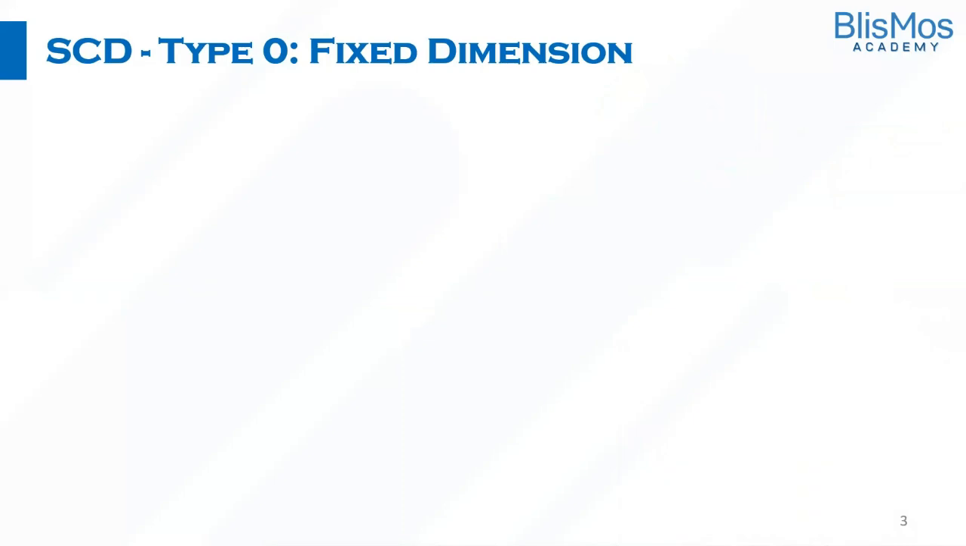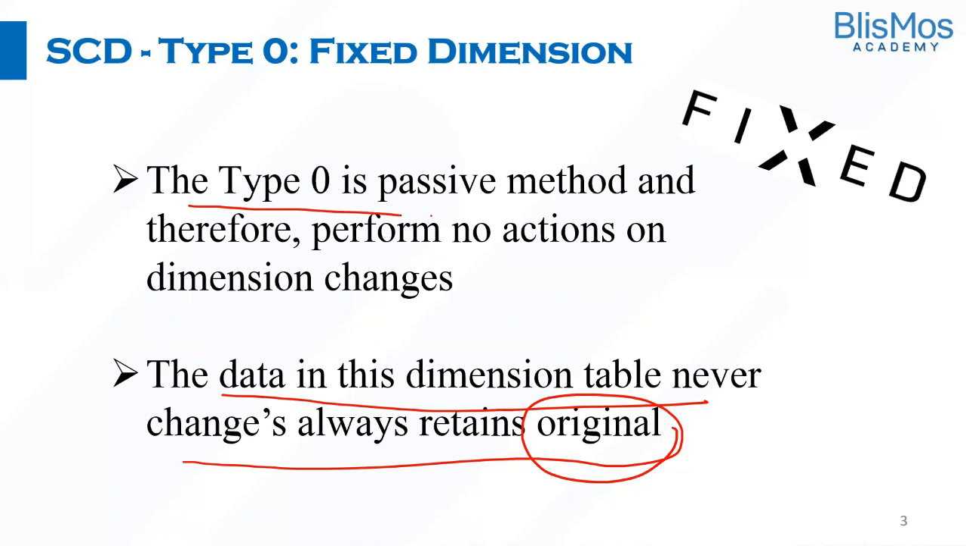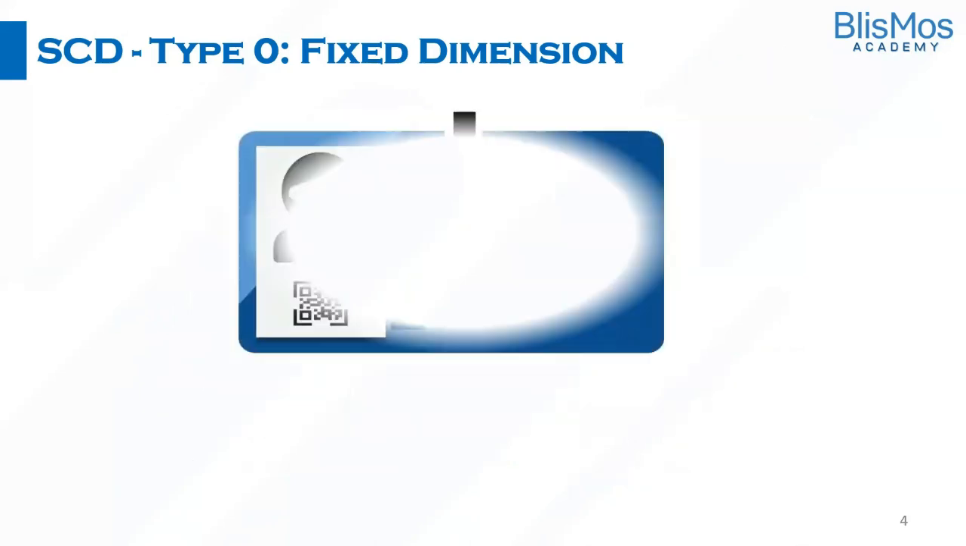What exactly is a type 0 SCD? It is a fixed dimension. What do I mean by that? Data in this dimension will never change. It is always original data. If the data is not changing, do you need to do anything to take care of this? No. That is the reason type 0 is a passive method. Since the data is not changing, nothing is required to be done by yourself as a developer. So we call this SCD a fixed dimension.